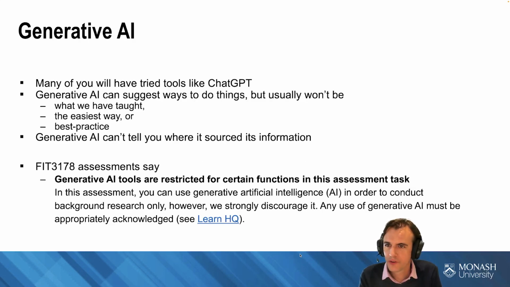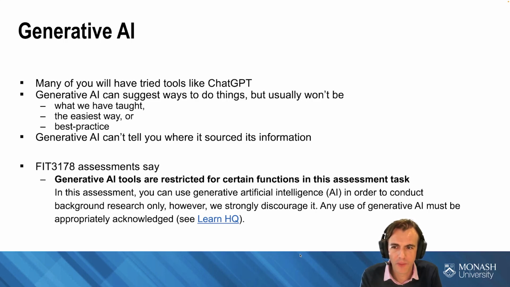A word on generative AI. Some of you might be familiar with systems like ChatGPT that has been in the news a lot recently. This is basically deep language models that can answer questions for you. They can be quite impressive when you first look at them, but they don't always give good advice or answers. So first off, it typically won't give you suggestions that match what we've taught. And because of this, they often won't be the easiest way to do something.